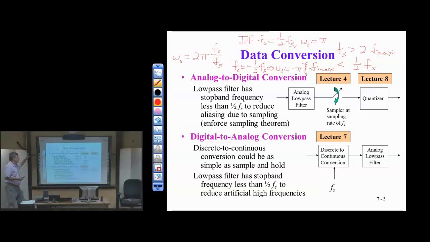Remember, if our signal is real valued that we're going to sample, then it's going to have both positive and negative frequencies, and there'll be symmetry. So if I sample a cosine that has a frequency f naught, then I'm going to see both a positive component at f naught and a negative component at minus f naught.